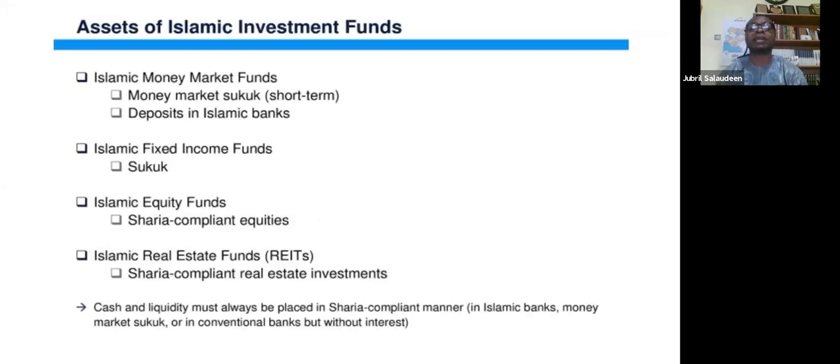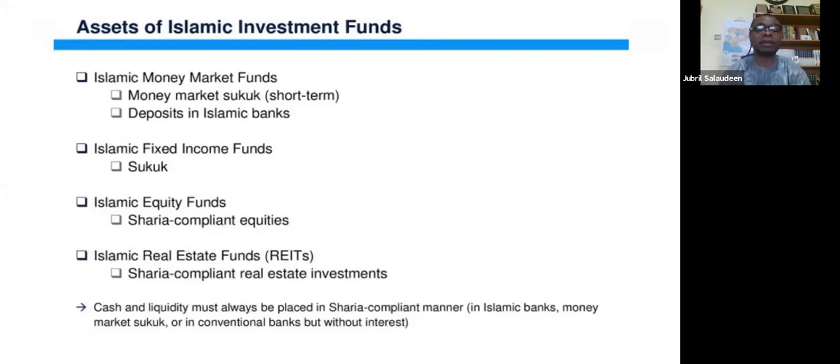Now, the assets of Islamic investment funds. The Islamic money market fund is divided into money market sukuk, which is short term, and deposits in Islamic banks. So you have the money market sukuk. You also have the Islamic fixed income fund, which is a different class of sukuk as well. These are longer or medium term, and you can use them for infrastructure development. And you have the Islamic equity fund, which holds Sharia-compliant equities, so equities that have gone through the indexes and have been certified by the index as clean and Sharia compliant, and you can put money into them.